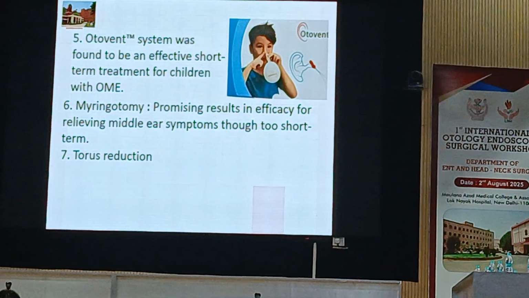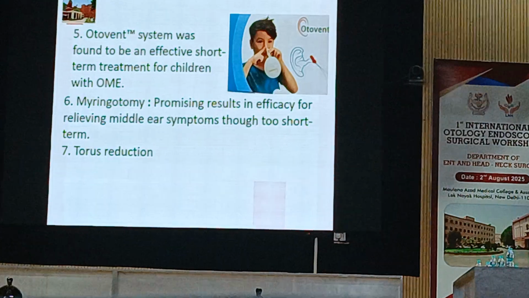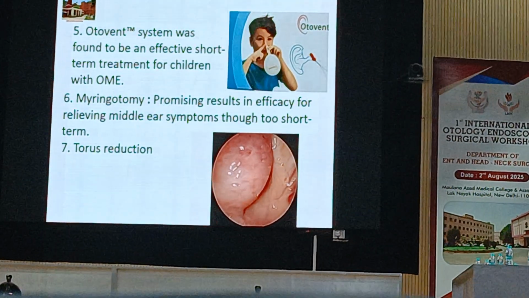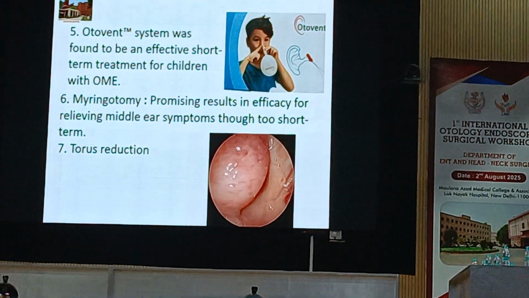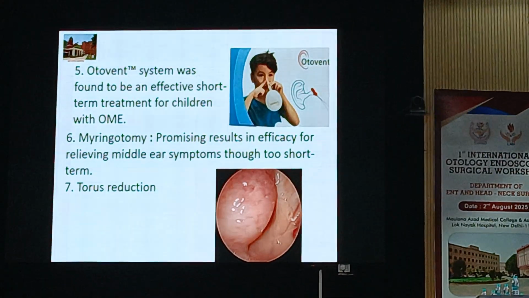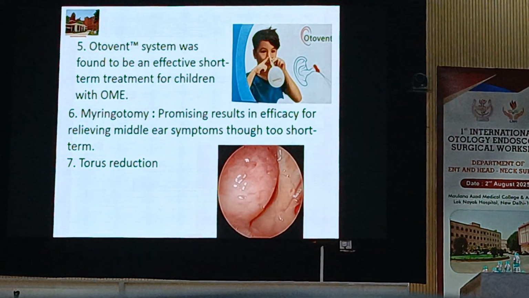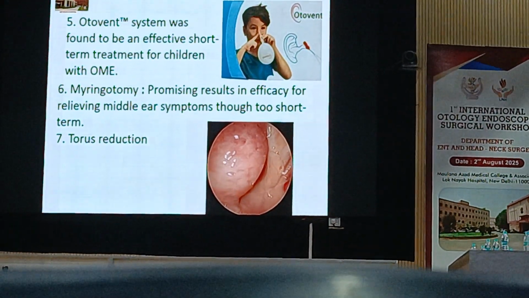Then myringotomy can be an option, though the relief is very short term basically. Then there can be a torus hypertrophy, and you can reduce the torus. This kind of torus will not respond to balloon dilatation. You have to take an incision, take out the extra tissue from there, and then probably put a suture there. It's difficult, but it's feasible.